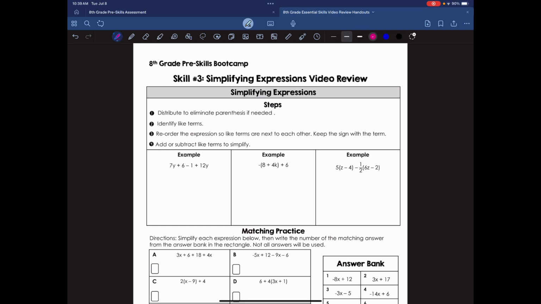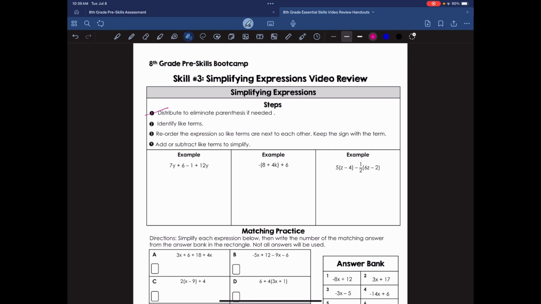And in this first example, you notice that there are no parentheses, so we can go ahead and skip step 1. That guy's done. Okay, the next step is going to be to identify those like terms. And this is where I was talking about I like to kind of code them. So I code with just shapes. You can code with colors, whatever makes the most sense to you. But I'm going to be coding with shapes.